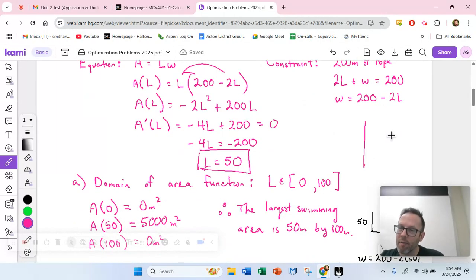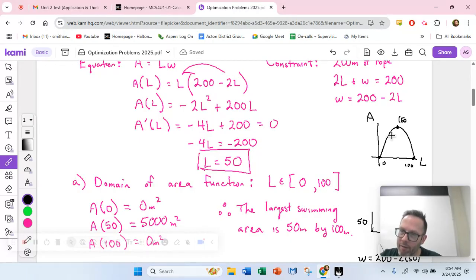I think I can sketch it. Maybe I'll sketch it with a different color. In grade 10, you guys would have said, okay, this area is a function of L. It has x-intercepts at 0 and 100. And it has a vertex at 50. And I found that the vertex is 5,000. That's what grade 10 you would have done. But now we have our method using calculus, where we set the derivative to 0 and then check endpoints, perhaps.